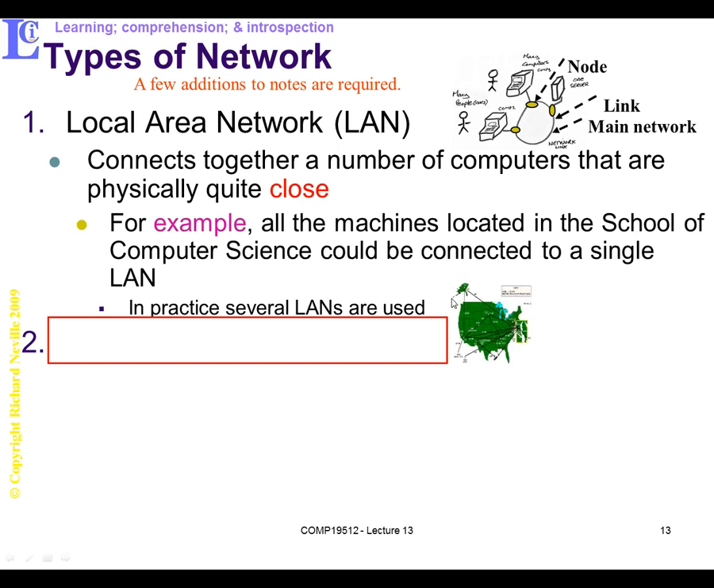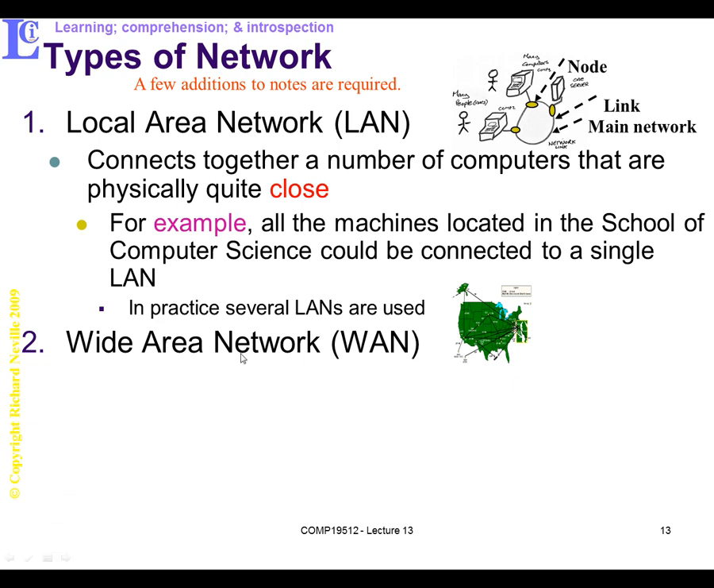Next thing is if you're looking at a much bigger network, maybe across a continent. You realize that that is transmitting data over longer distances. What are these called? Well, these are called wide area networks. They cover physically a wide area and they're not physically close.